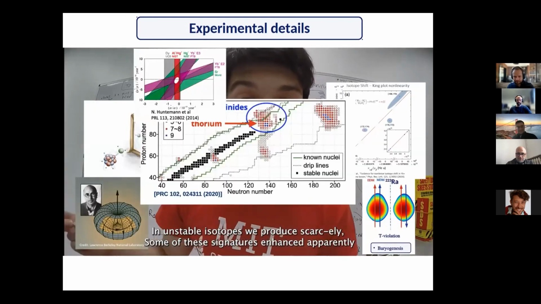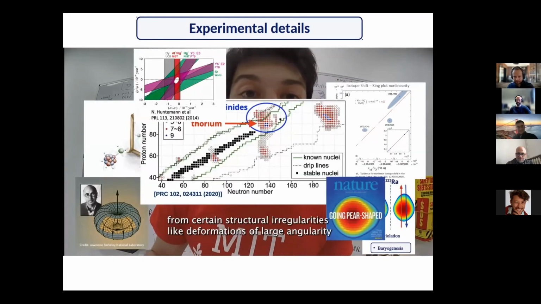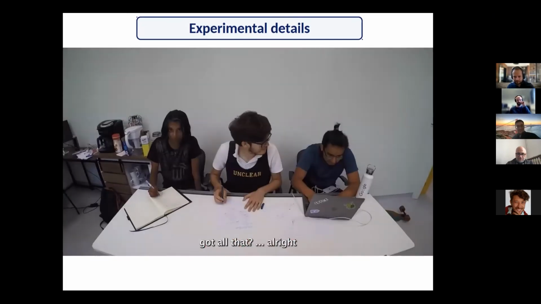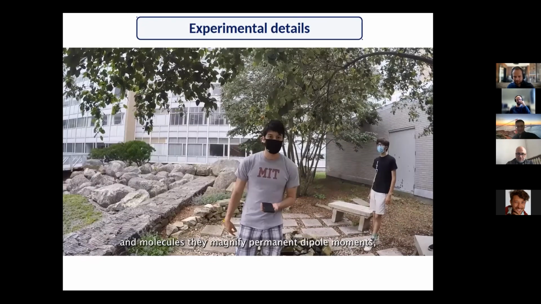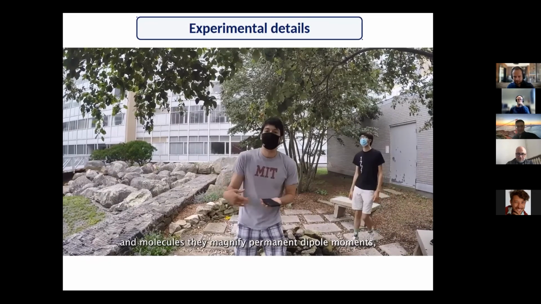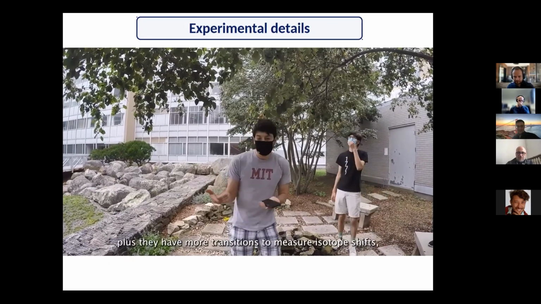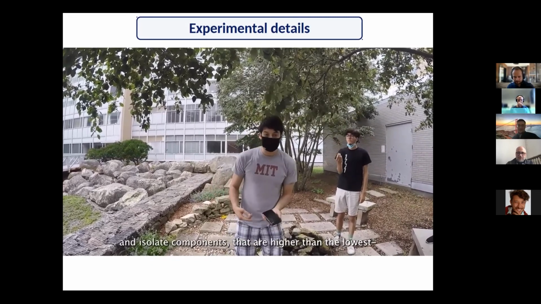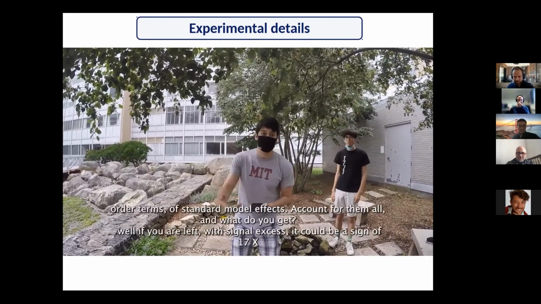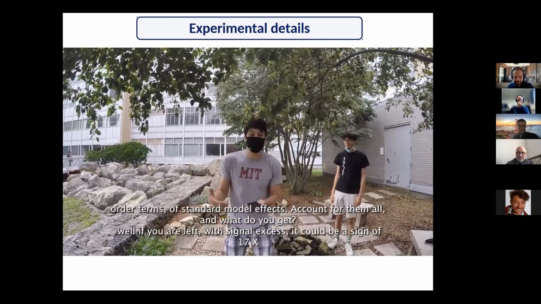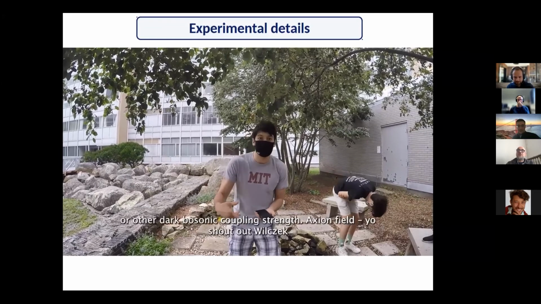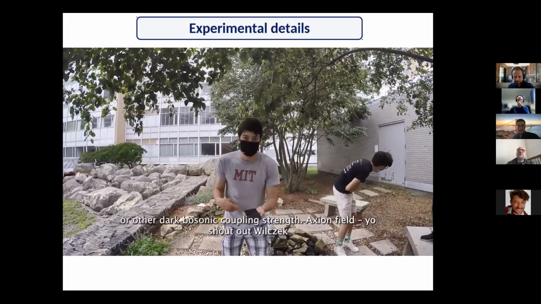Unstable isotopes we produce scarcely, some of these signatures enhanced apparently from certain structural irregularities like deformations or large angularity. Got all that? Alright. Molecules, they magnify permanent dipole moments. Plus they have more transitions to measure isotope shifts and isolate components that are higher than the lowest order terms of standard model effects. Count for them all, then what do you get? Well, if you are left with signal excess, it could be a sign of X17 or other dark bosonic coupling strength. Axion field, your shot I will check.